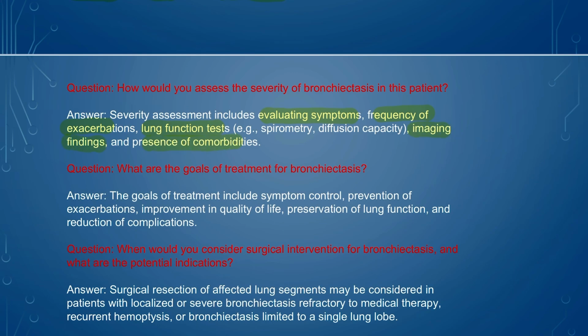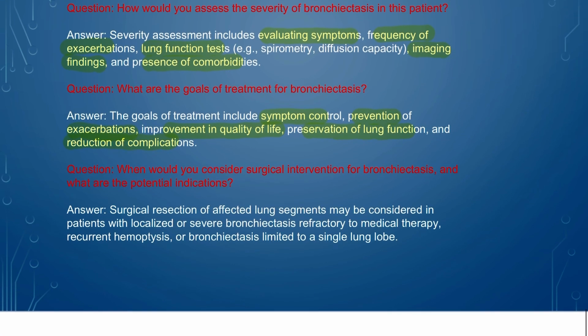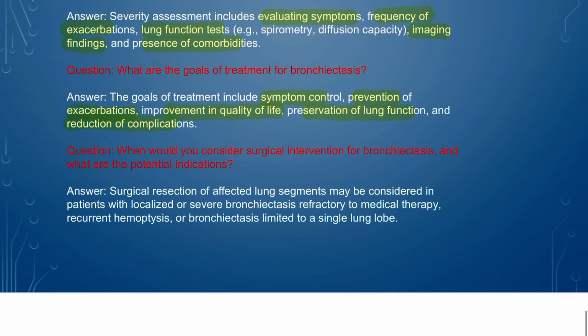Goals of treatment. The goals include symptom control. We want to prevent any exacerbations, improve quality of life, preserve lung functions, and reduce complications. So when would you consider surgical intervention for bronchiectasis? Very important question. Consider it if there is localized or severe bronchiectasis which is refractory to medical therapy, if the patient has recurrent hemoptysis, or bronchiectasis limited to a single lung lobe.